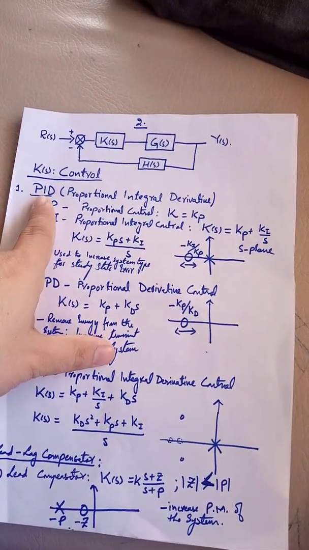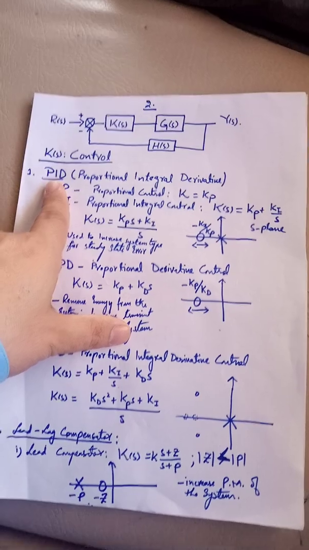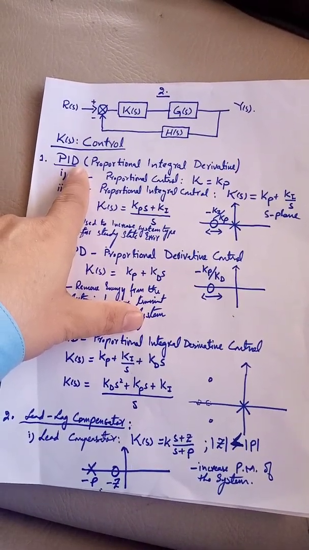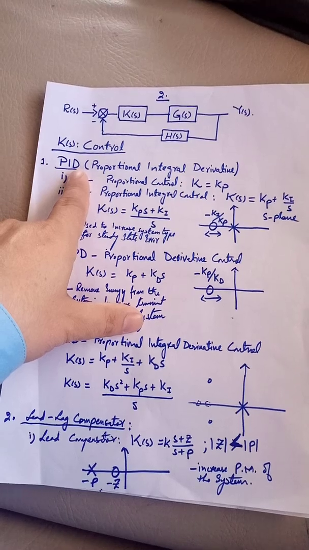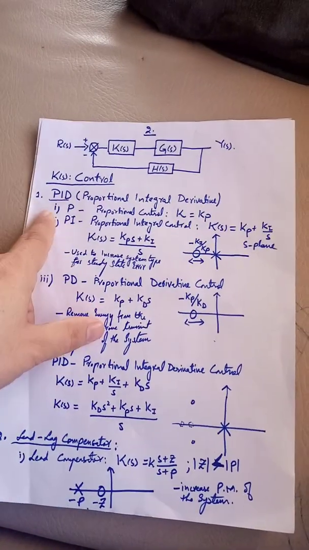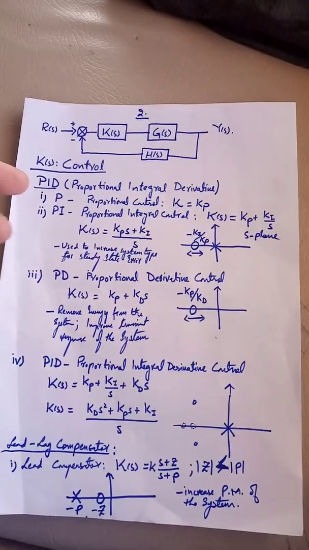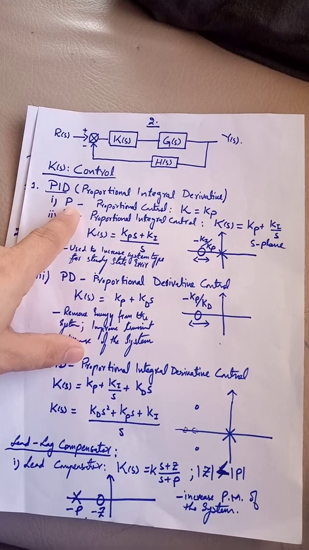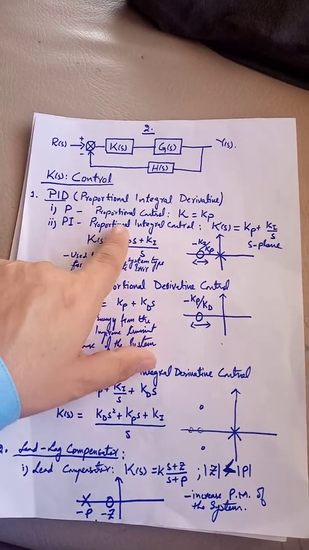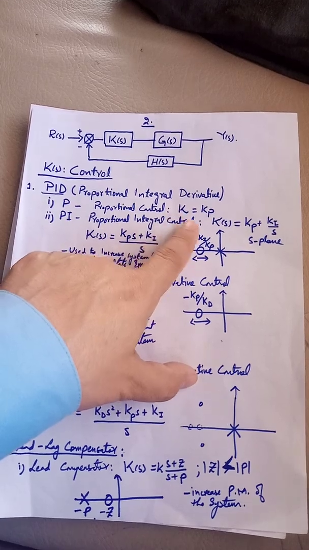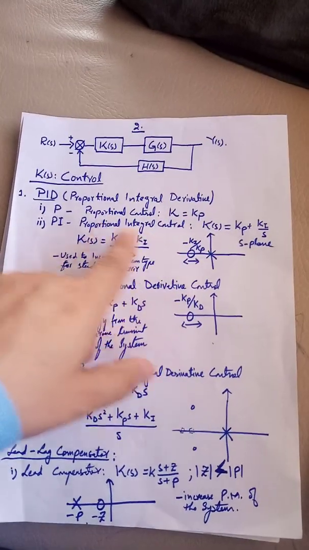So the first type of controller that is used a lot is known as PID, proportional integral derivative. So PID control has four different types. First one is P control, that is known as proportional controller, that is represented by capital K equal to KP.